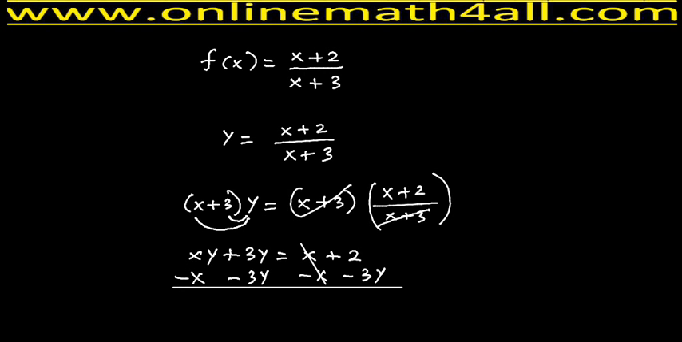When I do so, positive x and negative x get cancelled, and positive 3y and negative 3y get cancelled. So we'll have xy − x is equal to 2 − 3y. This is what we have: on the right side, 2 − 3y, these two terms are left. On the left side, xy and negative x are left. I'll proceed to the next step on the next page.